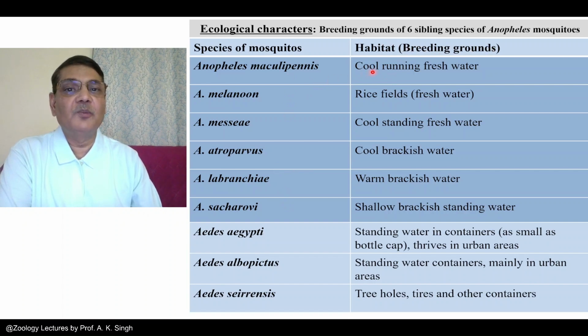shown. One is breeding in the cool running fresh water, others in rice fields fresh water. This third one is found in cool standing fresh water, rather in this water it breeds only. So certain species breed in the brackish water. Okay, some breed in the running water, others in the standing water. So this kind of variation is there. It means the habitat that also forms the basis of identification.